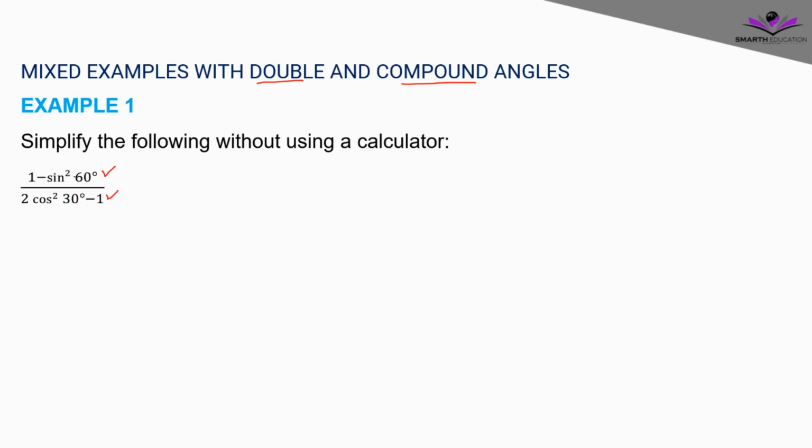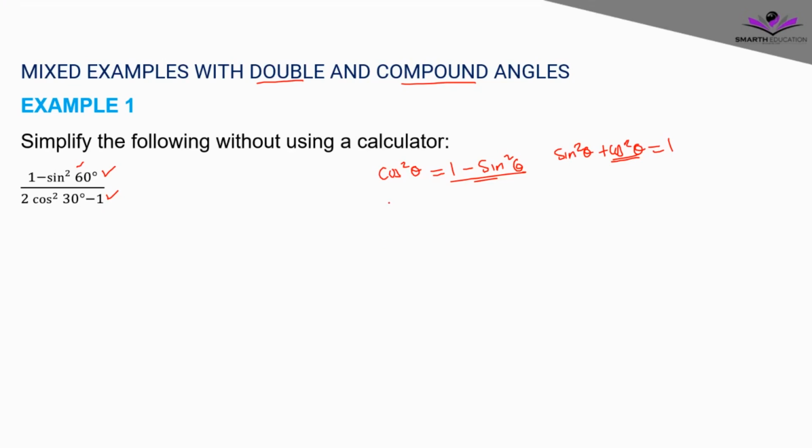Okay, if I look at the numerator, I remember that cos squared theta is equal to 1 minus sine squared theta. Remember, this is coming from what? Sine squared theta plus cos squared theta is equal to 1. Then from this we can make cos squared theta the subject, right? So it means this will be equivalent to what? To cos squared 60. And then the denominator, I can see the double angle formula there.